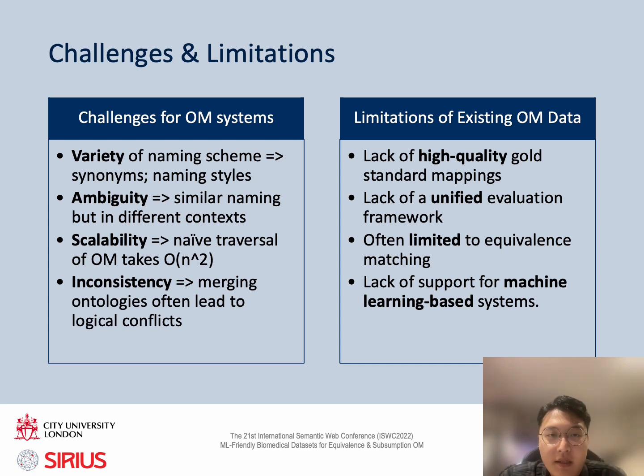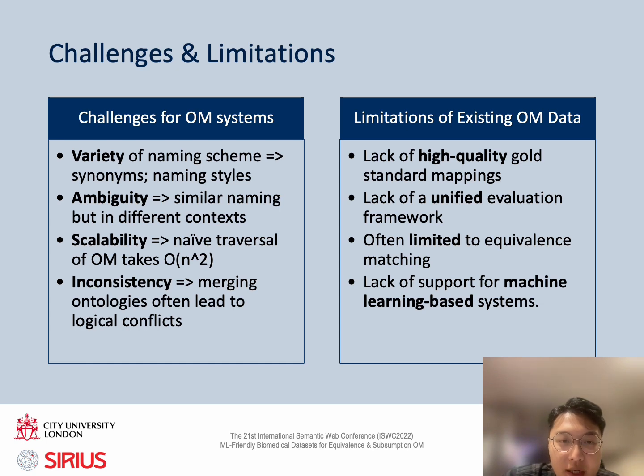On the dataset side, there are several limitations for the existing ones. First, some of them lack high-quality gold standard mappings curated by human experts. As a result, the evaluation is less convincing and will be biased. And second, the traditional evaluation metrics are limited to certain use cases. So sometimes other kinds of systems, especially the machine learning-based ones, will use different evaluation metrics. So we need a unified evaluation framework suitable for all kinds of systems.